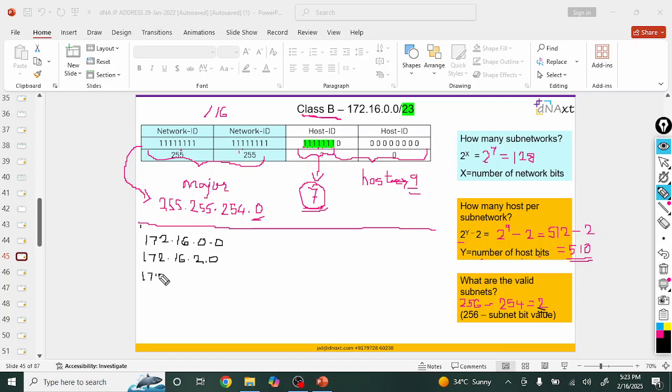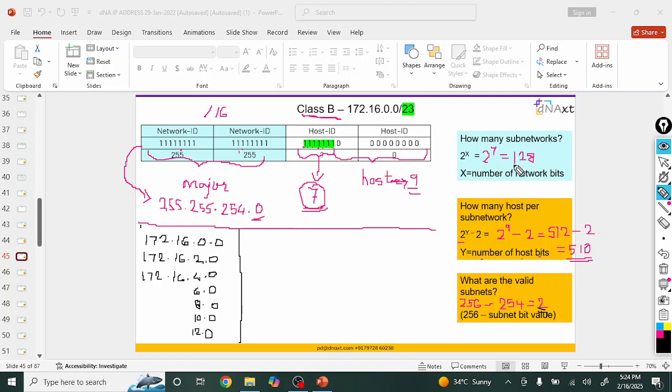Next will be 172.16.4.0, 6.0, 8.0, 10.0, then 172.16.12.0, 172.16.14.0, 16.0, and so on and so forth.